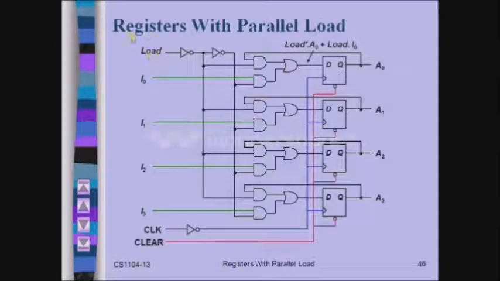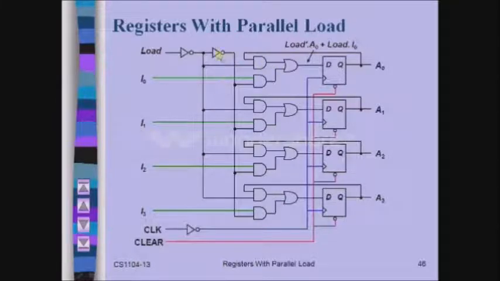Now assuming that the load input is 1 and the I0 input is 0. Now let us see what happens. As the load input is 1, the output of this NOT gate would be 0 and the output of this NOT gate would be 1. As one of the inputs of this AND gate is 0, the output does not depend on the A0 input. Therefore, the output would become 0.